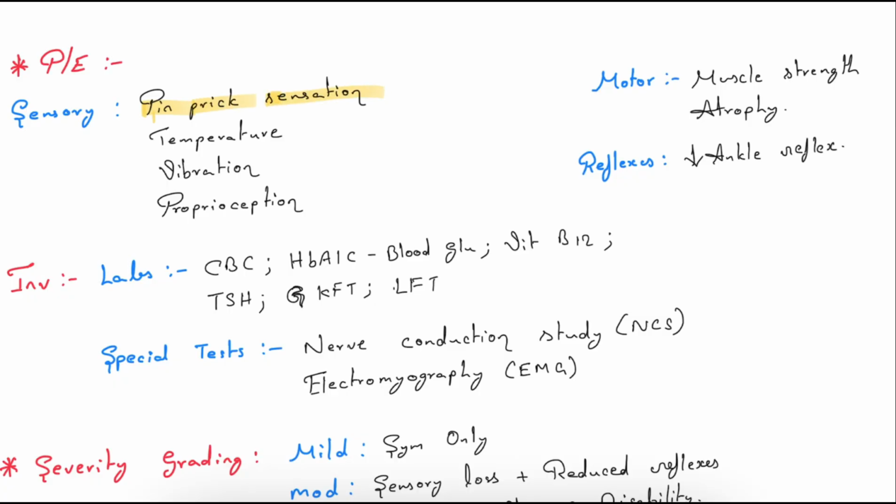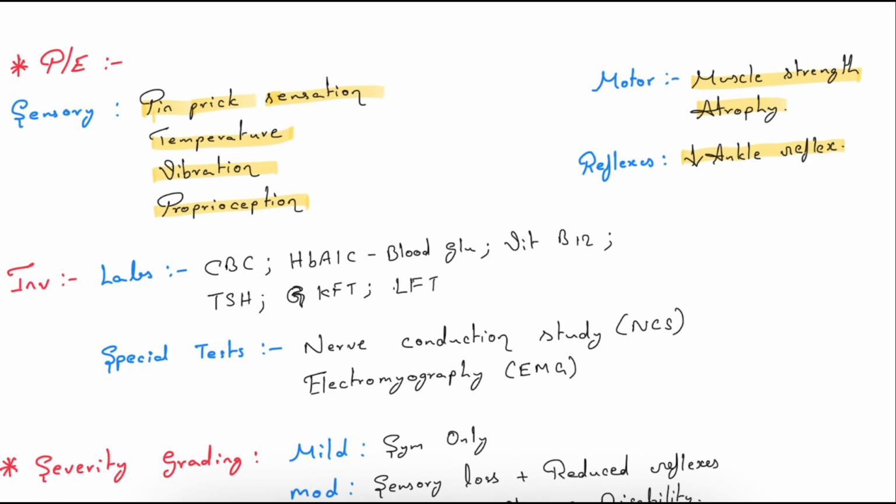We have to prick with a pin and ask whether the patient is getting the sensation or not. Then we have to check temperature, vibration, and proprioception. Next, in the motor exam we have to check muscle strength, any atrophy, and reflexes, mostly whenever the patient has motor-related problems.